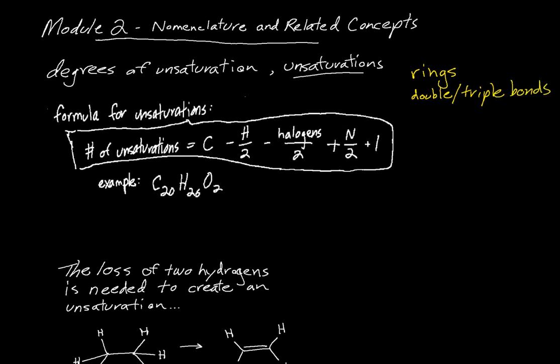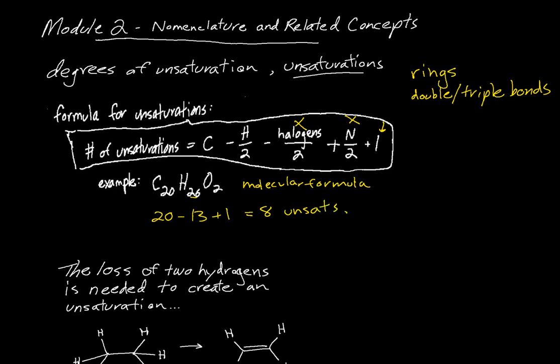For an unknown compound, you can determine the number of unsaturations from the molecular formula. So here we have a molecular formula, and if we apply the equation above to this formula, we see that if we have 20 carbons minus hydrogens over 2, that's 13. There are no halogens and no nitrogens, so we can ignore those terms, but then there's the plus 1 at the end that we need. So 20 minus 13 is 7, plus 1 means that this molecule, whatever it is, has 8 unsaturations.